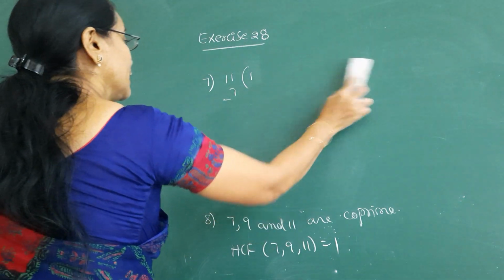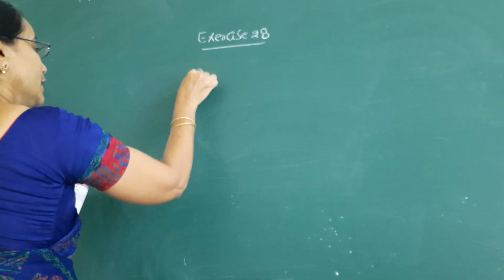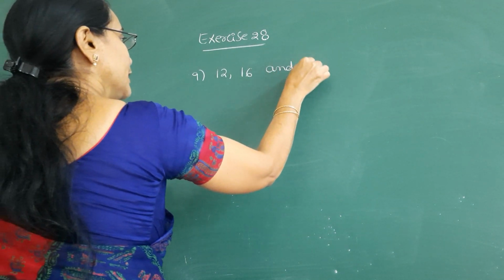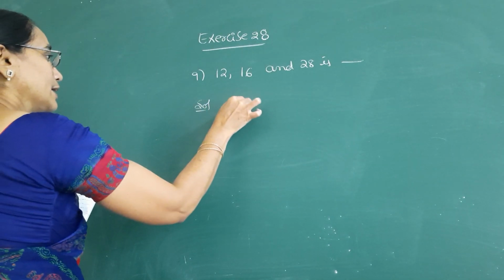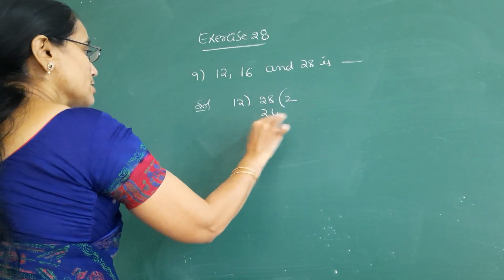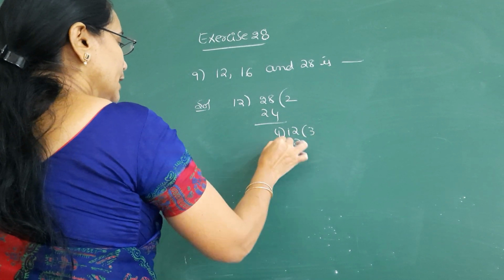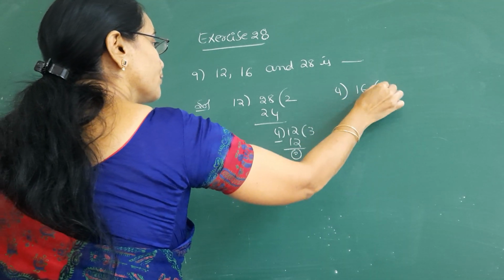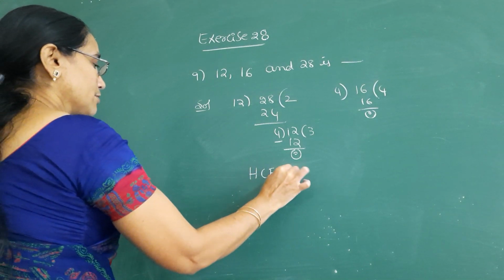Okay, then go for the next problem, the 9th problem: 12, 16 and 28. Now you have to select the smallest as the divisor and the greatest as the dividend. 12 twos are 24, remainder 4. Drop 12. 4 threes are 12, remainder is 0. Take this divisor 4 and divide the next number with 4. 4 fours are 16, so here we get remainder 0. So HCF is equal to 4.